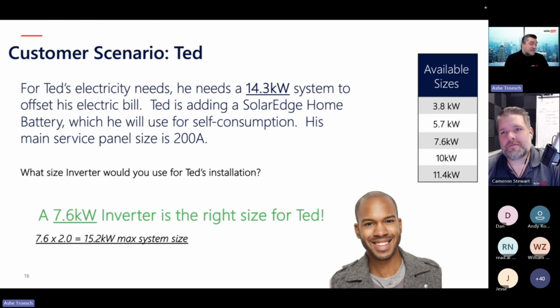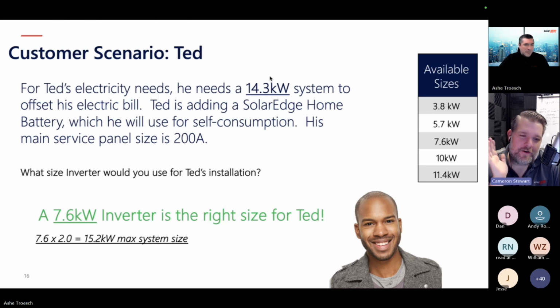But if we take that 7.6 and we times that by 2, that means that we've got a maximum possible system size on the 7.6 inverter of 15.2 kilowatt, which gives us the flexibility to actually design that 14.3 on the 7.6 inverter. That's why this is usually kind of the home row for inverters for us, because it's so flexible. It can go so high with a battery.